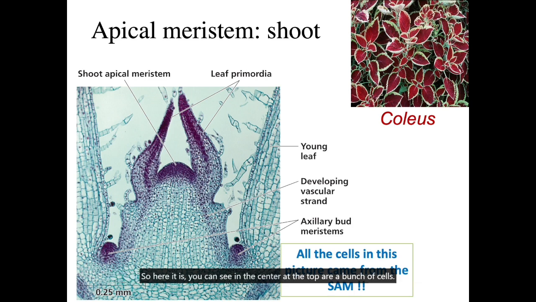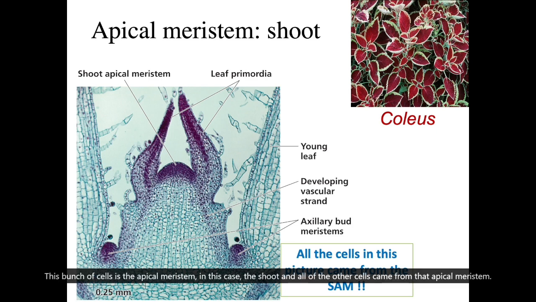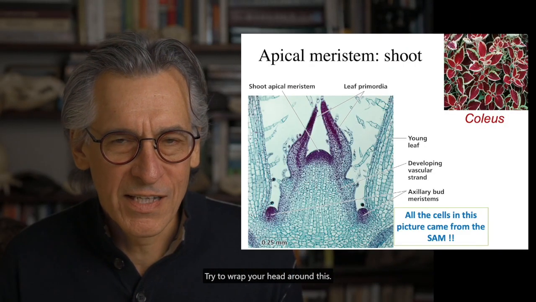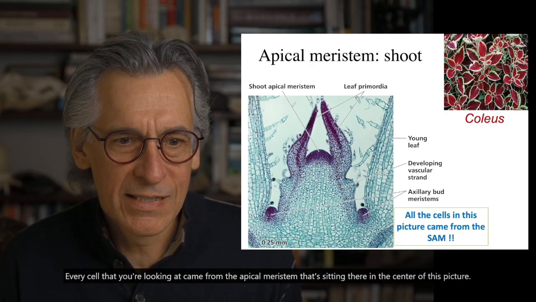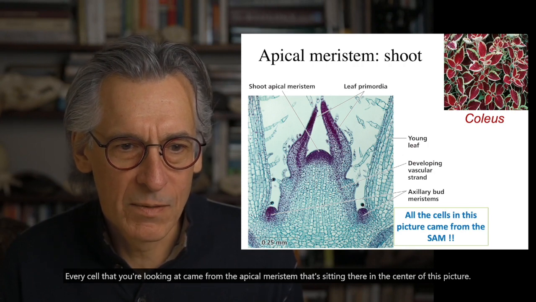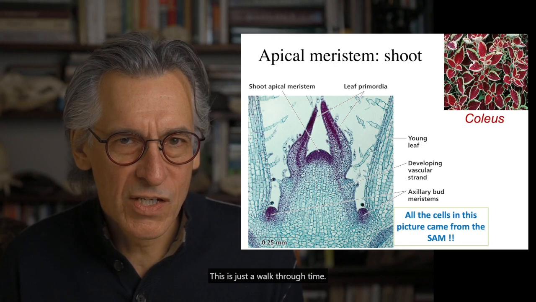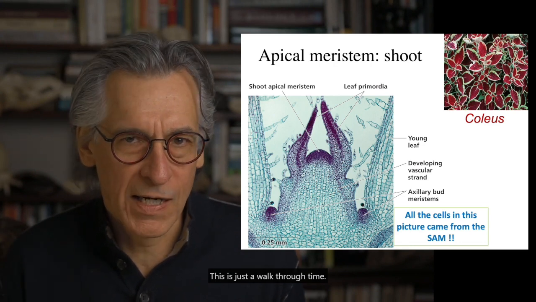So here it is. You can see in the center at the top are a bunch of cells. This bunch of cells is the apical meristem, in this case the shoot. And all of the other cells came from that apical meristem. Try to wrap your head around this. Every cell that you're looking at came from the apical meristem that's sitting there in the center of this picture. This is just a walk through time.